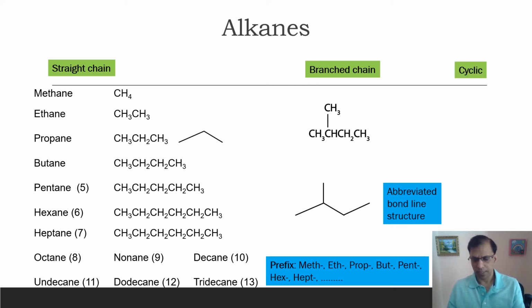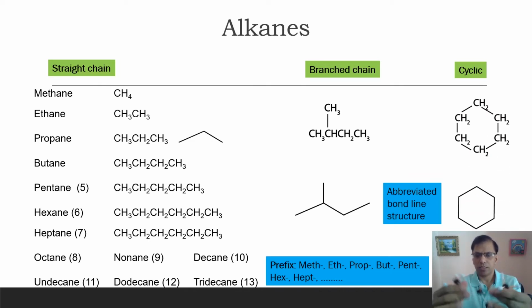And then we have cyclic alkanes. A simple example is cyclohexane. So let's make the cyclohexane. Okay, so this is cyclohexane, a 6-membered ring right here, with 1, 2, 3, 4, 5, 6 carbon atoms. Alkanes are composed of carbon and hydrogen. That's it. You can get all different shapes and sizes.